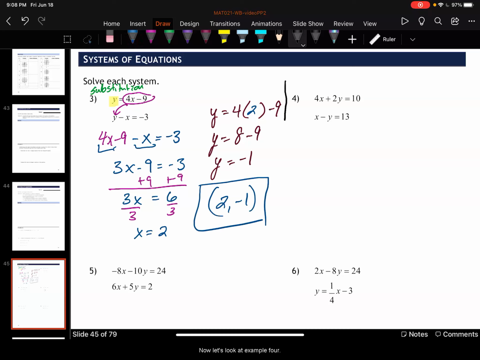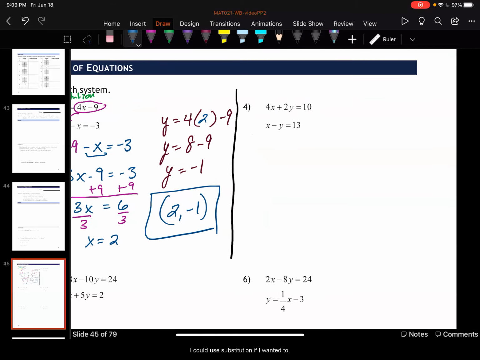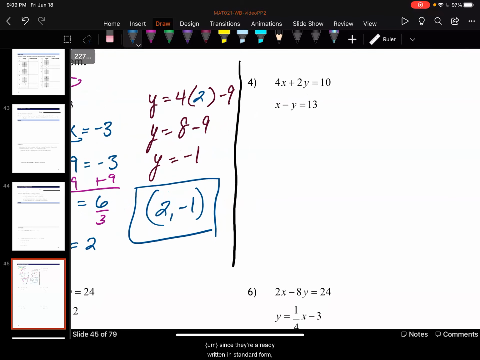Now let's look at example 4. In example 4, I could use substitution if I wanted to, since they're already written in standard form. For me, I think it's easier if I use elimination. So I am going to multiply, let's see, if we look at the coefficients of our x, we could multiply through by a negative 4. That would get the 4s to cancel out, and the x variables would cancel out also.